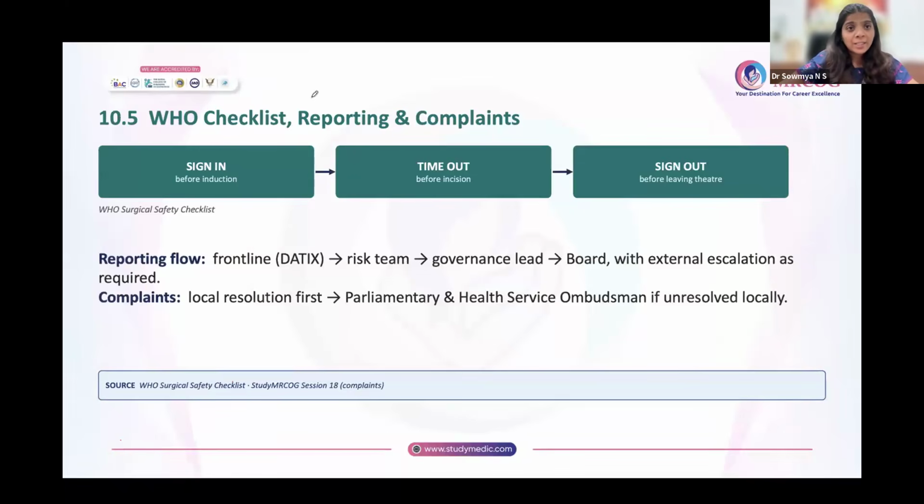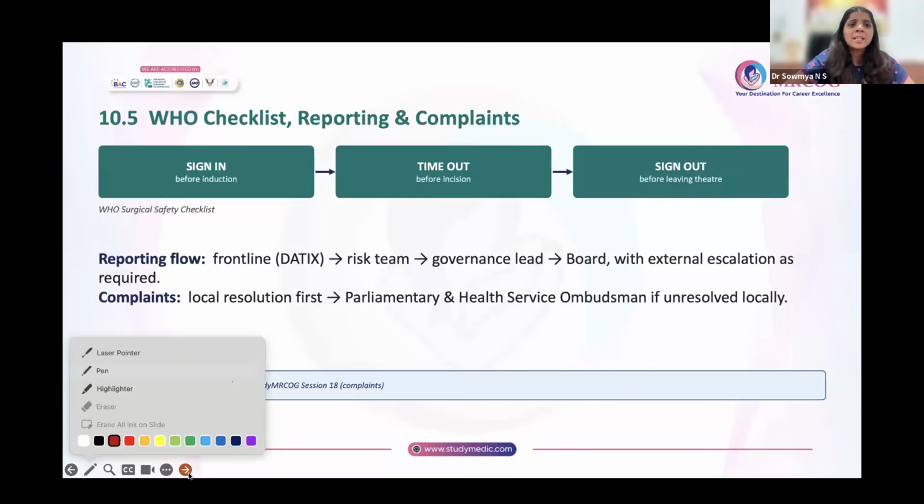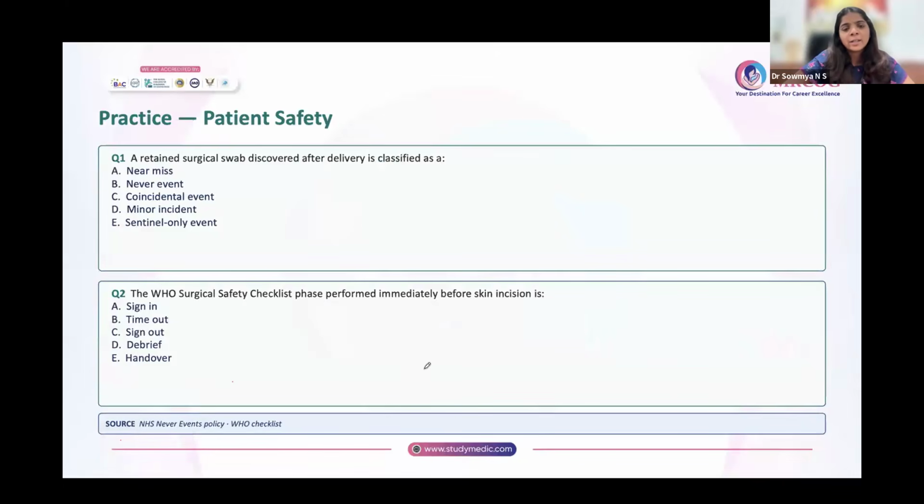Again, the WHO checklist. This is a part of your core surgical skills. Know these components. When do you do sign in? When do you do time out? When do you do sign out? Sign in is before induction of anesthesia. Time out is before incision. Sign out is before leaving the theatre. You need to know the components. Sometimes they can ask. In Part 3, 100% they are going to ask.